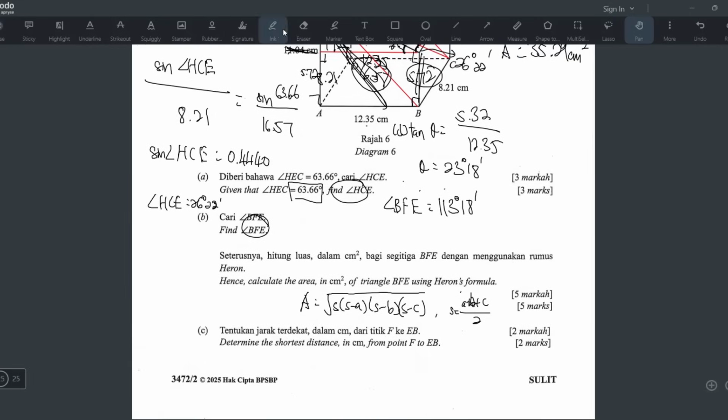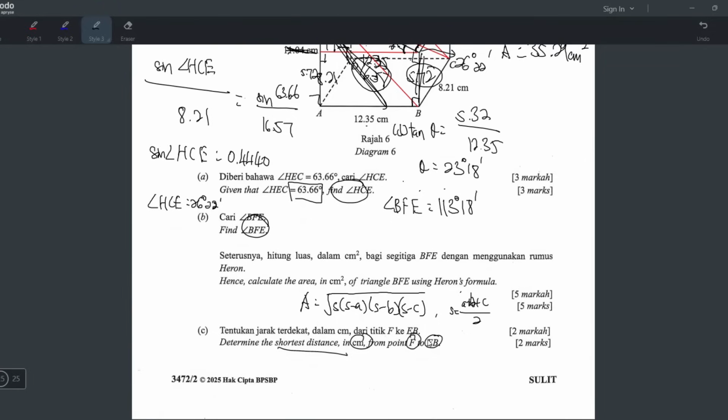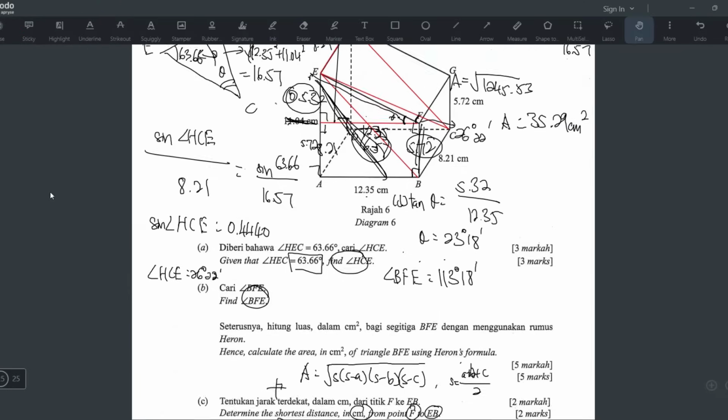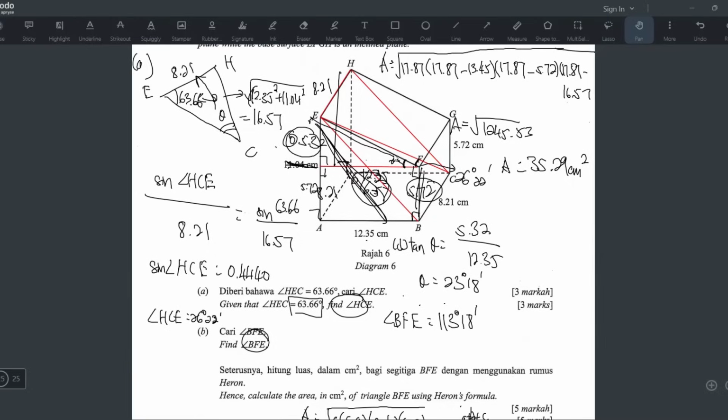Now let's do C. Determine the shortest distance in cm from point F to EB. Whenever you see the words shortest distance, it means you have to think about 90 degrees. From F to EB, I have to draw from F, which is here, to the EB line, but make sure it's 90 degrees, perpendicular to EB. So I have to draw like that. So this is the height you will find.